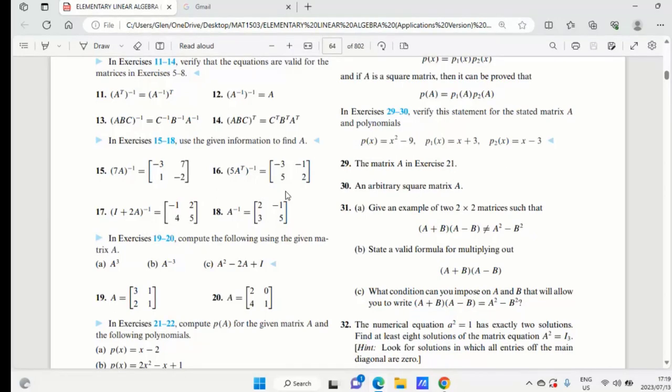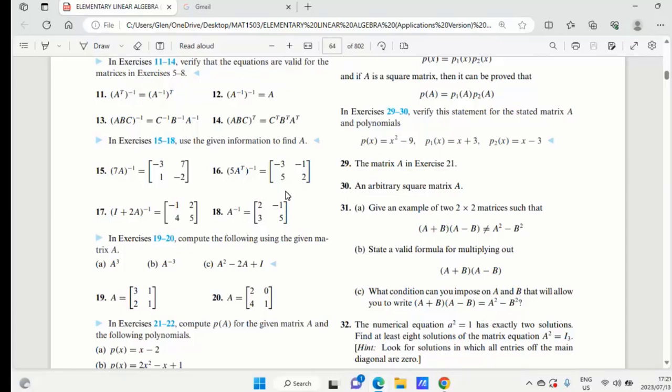I got a 2 by 2 matrix. Yes, I agree with that. Then what are the entries? For row 1, I got negative 4 over 13. Yes, that's your first entry. Second is negative 1 over 13. And then for the second row, I got negative 2 over 13, and then negative 7 over 13.